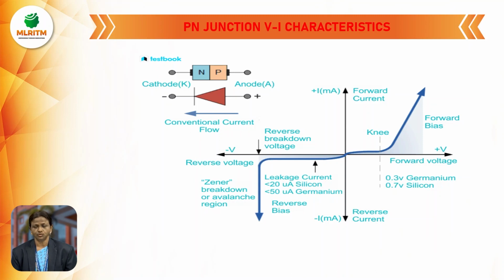Zener breakdown is due to high intense electric field in the depletion region. So this is nothing but VI characteristics of PN junction diode.